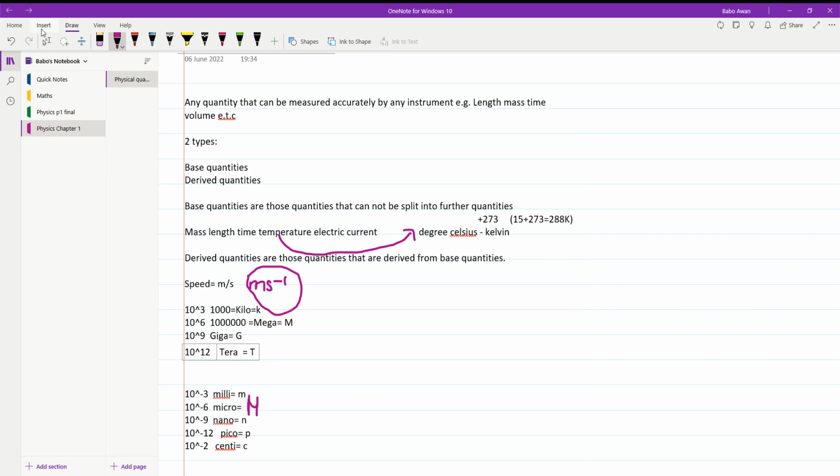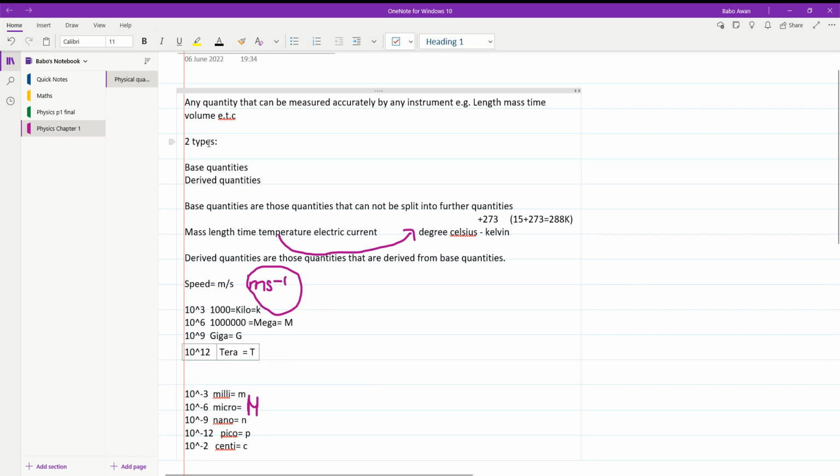This is its symbol. So this was it for the prefixes.